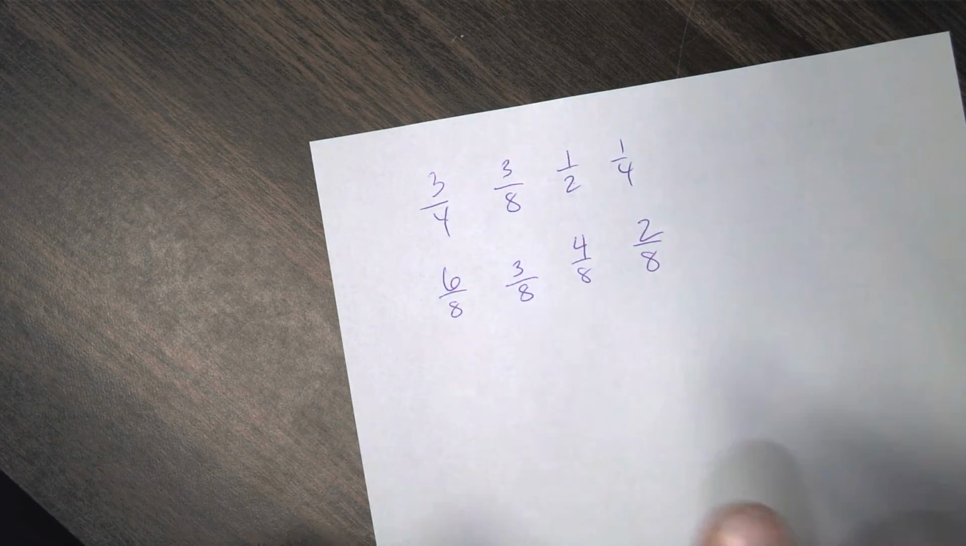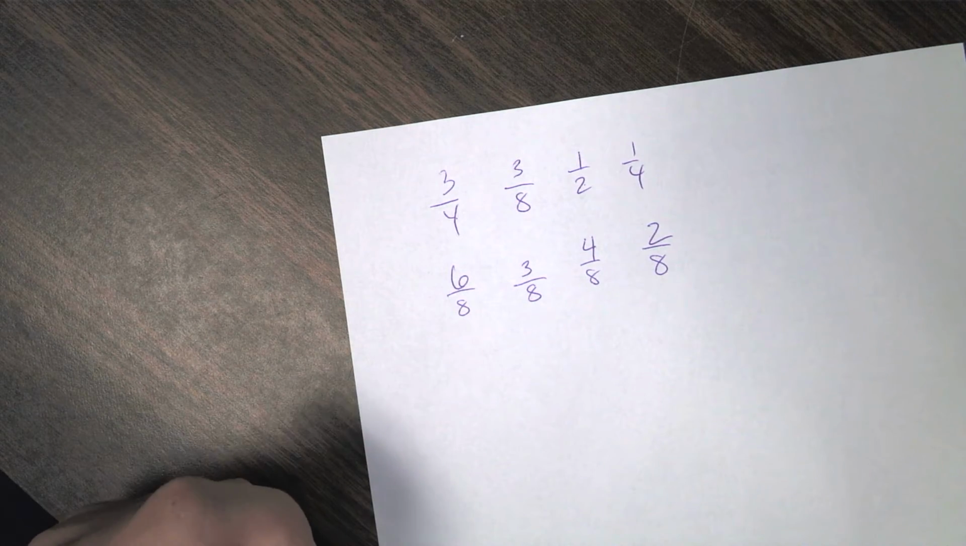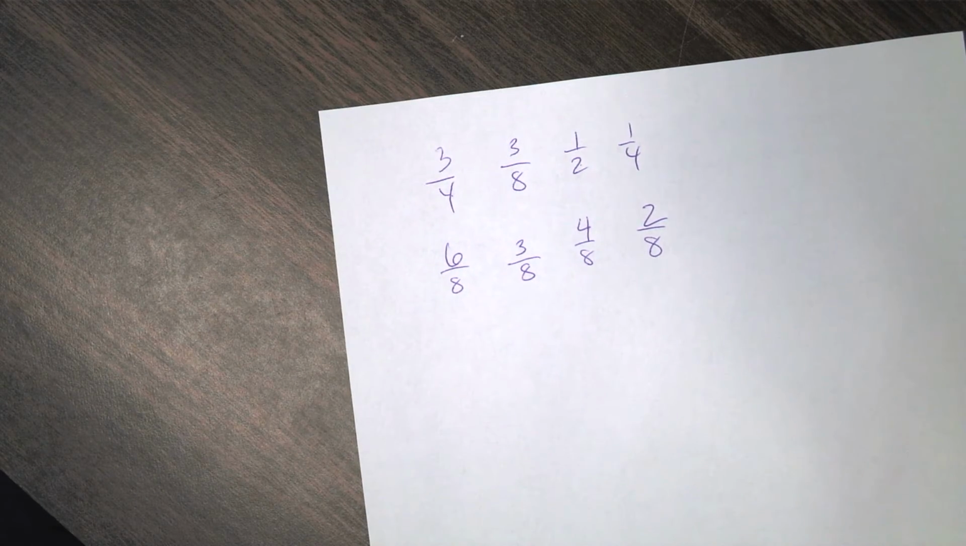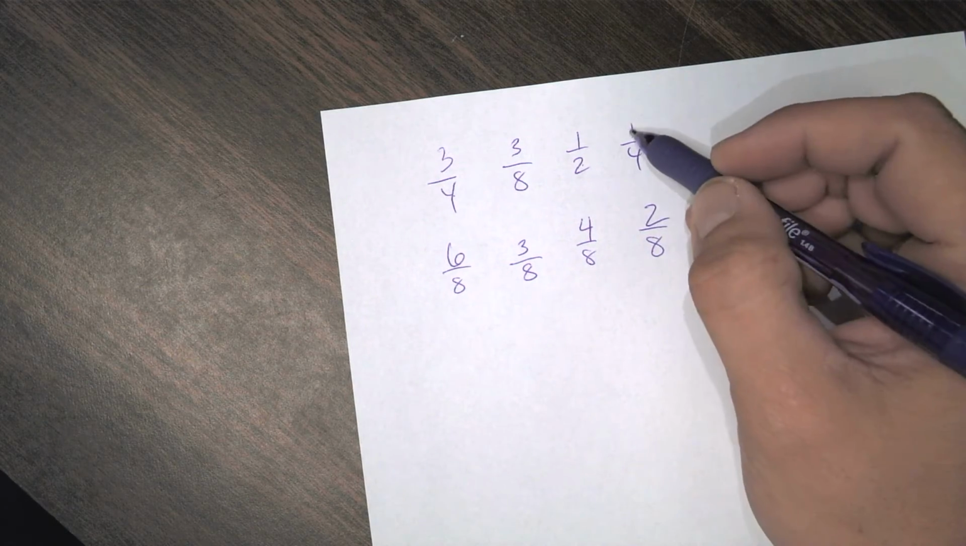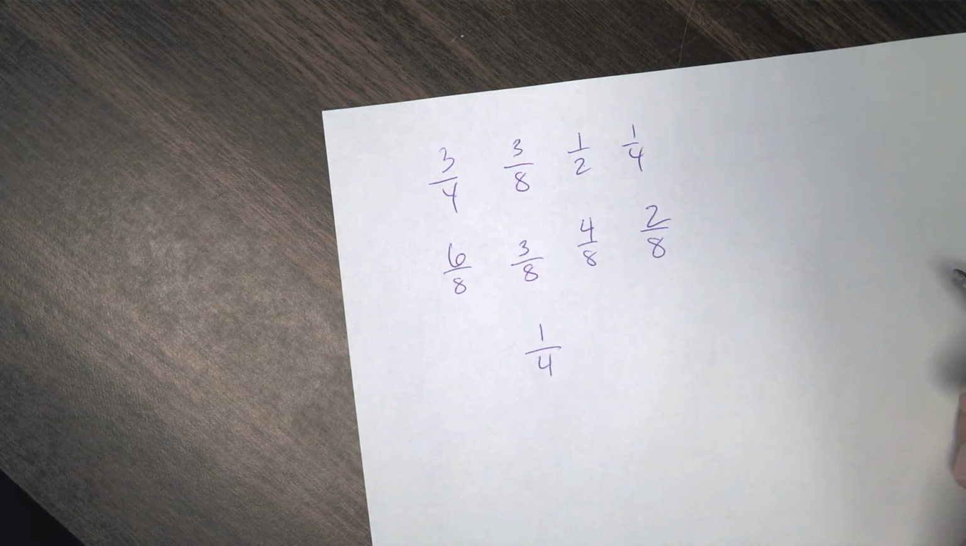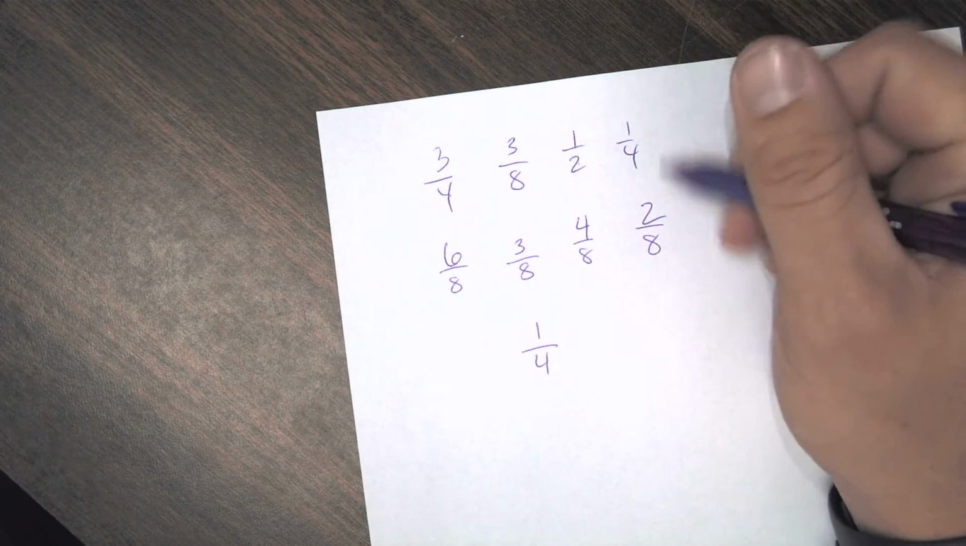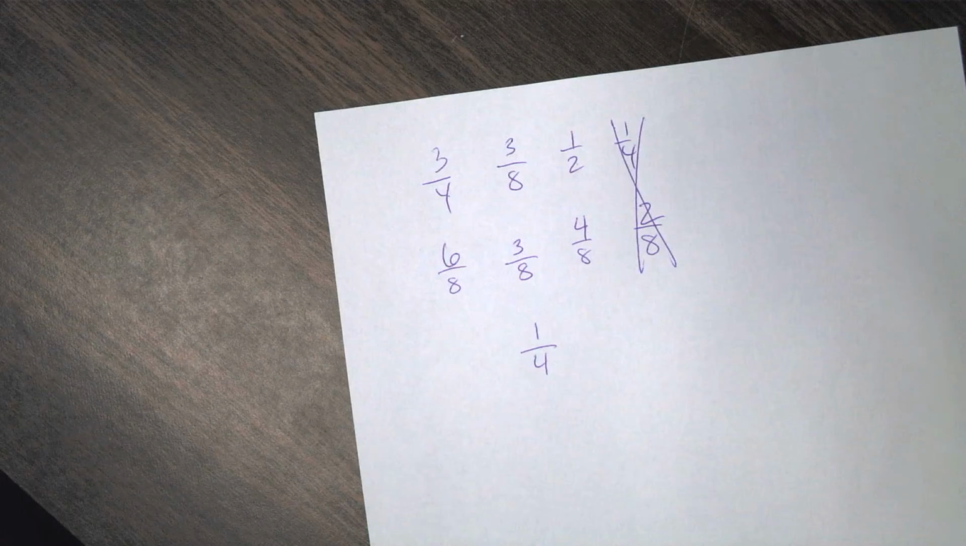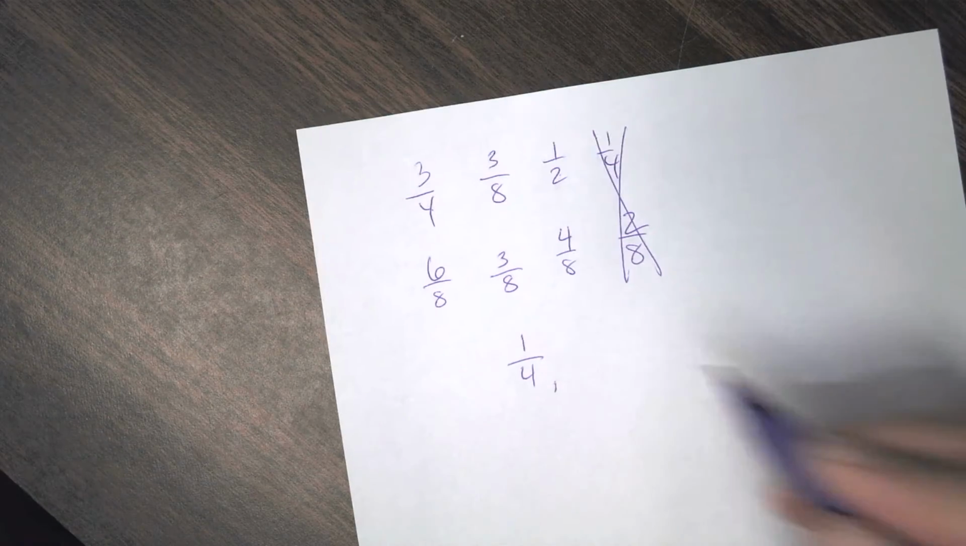So now we can look at these and order them from least to greatest. Which one is the smallest? 2 over 8. So that's 1/4. I got to use that original, so 1/4 would go first. The reason I also like to write these out is then I can cross this out so I know I'm done with it.